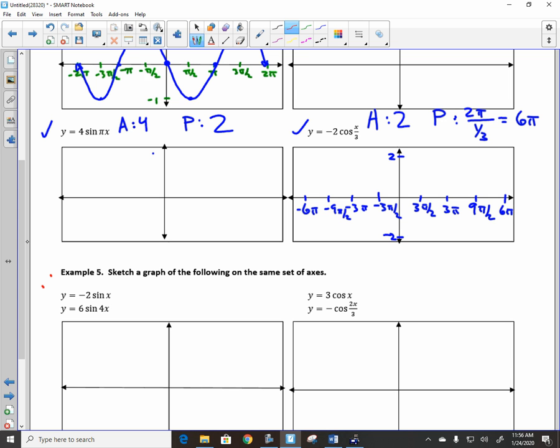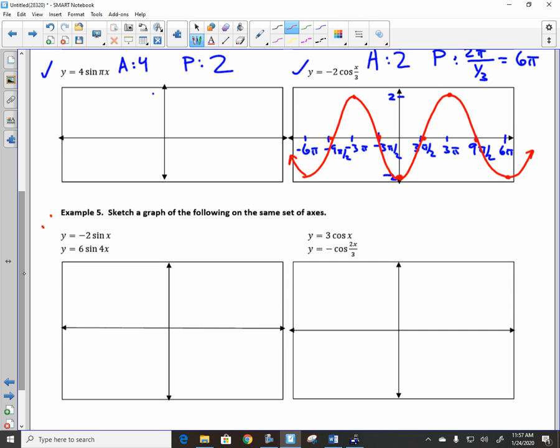So where do I start here? I start at 2. I start at -2. See, it wants to start up at 2, but the negative creates a vertical flip, so it starts down at -2. Everybody okay?